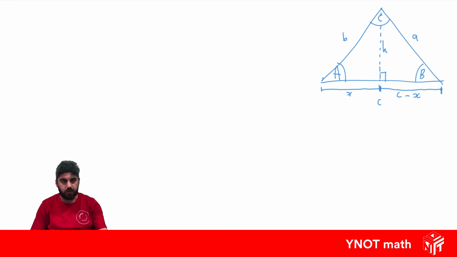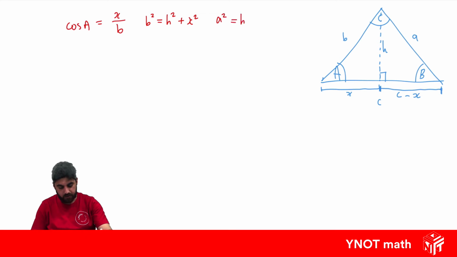And to derive the cos rule, we're going to need to make three equations. First, let's look at this right angled triangle and just take cos A. So cos of A equals our adjacent side, which is x, over our hypotenuse, which is b. Then we're going to look at these two right angled triangles and apply Pythagoras. So we'll have b squared equals h squared plus x squared. And in the other one, we'll have a squared equals h squared plus c minus x all squared.